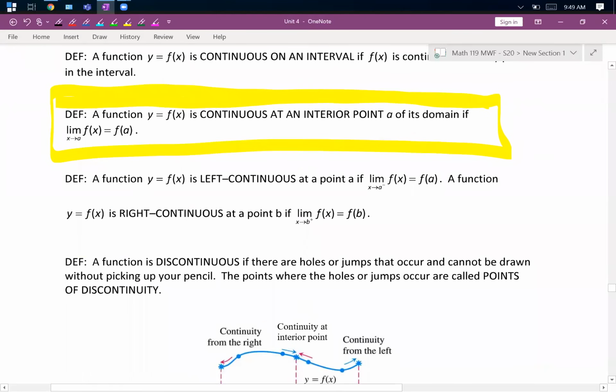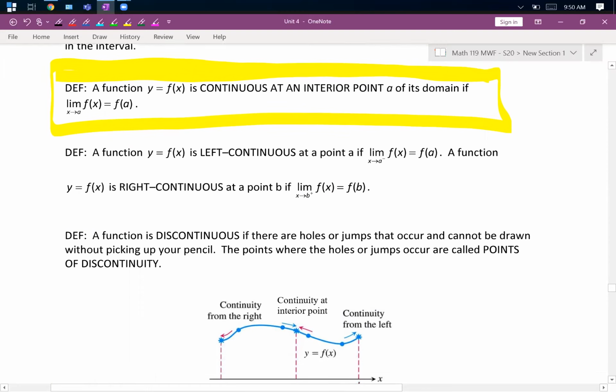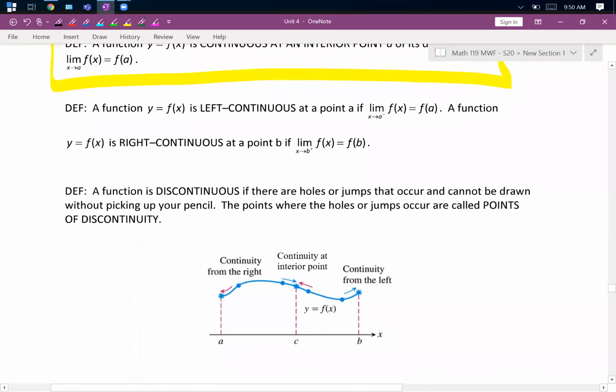Now we can have left side continuity and right side continuity as well. A function y equals f of x is left continuous at a point a if the limit as x approaches a from the left of f of x is equal to f of a, and a function y equals f of x is right continuous at some point b if the limit as x approaches b from the right of f of x is f of b.